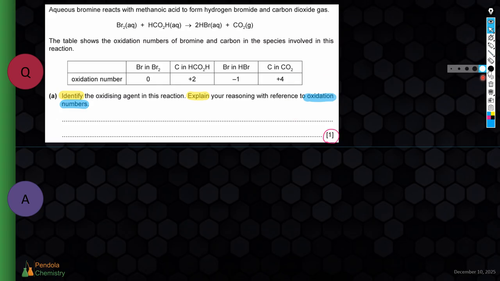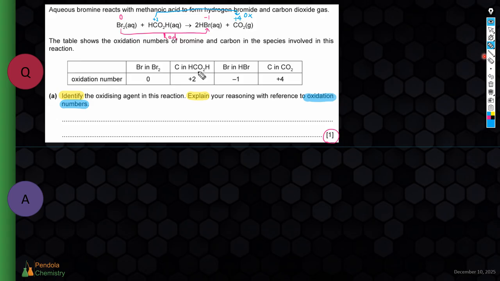So here we can see, if we look at our oxidation numbers, that the oxidation number of bromine is going from 0 to -1, as they told us, meaning that the bromine is getting reduced because the oxidation number is going down. And then the carbon is going from +2 to +4, meaning that its oxidation number is going up, meaning that carbon is getting oxidized.